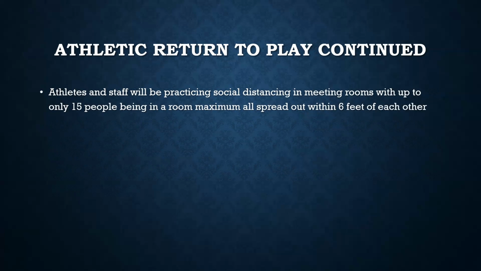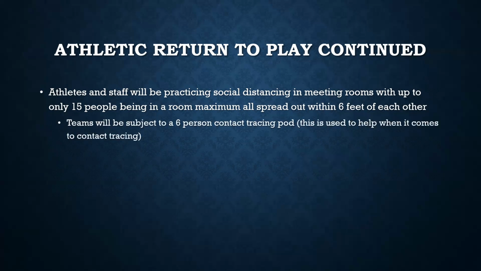As we continue with the return to play, athletes and staff will be practicing social distancing in meeting rooms, with up to only 15 people in a room maximum, all spread out within 6 feet of each other. Teams will be subject to a 6-person contact tracing pod. This is going to be used to help when it comes to contact tracing.